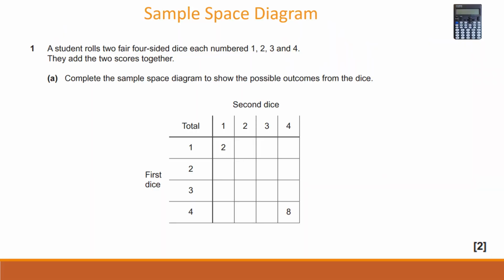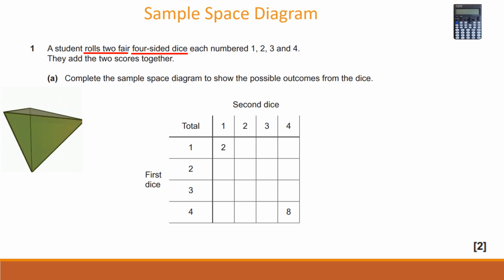This is a question on sample space diagrams. The keywords in the question are that we have got two fair four-sided dice, and these are going to be rolled. Now you can see in the picture this is what a four-sided dice looks like. Sometimes it may be called a tetrahedron. So if you see those words, that is what you're thinking about.